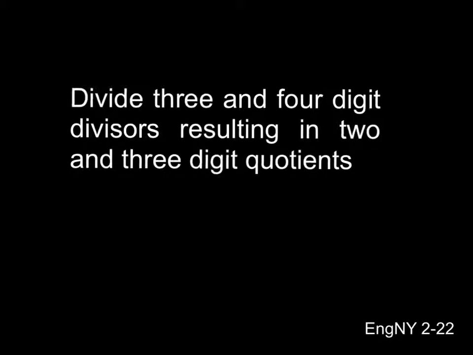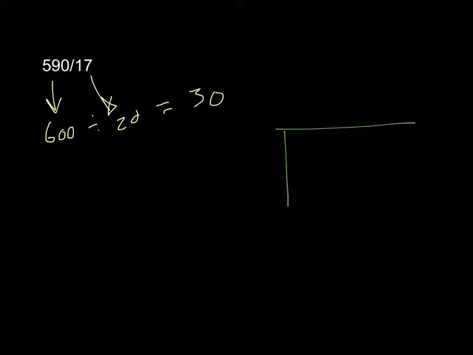If there's another way that you think of that I don't show you here, let me know and let's look at it. The first problem is 590 divided by 17. When I solve this, what I would do is round 590 to 600 and 17 to 20. And I know that 600 divided by 20 is 30. Now what I'm going to do next is start the problem. Okay, 590 divided by 17.